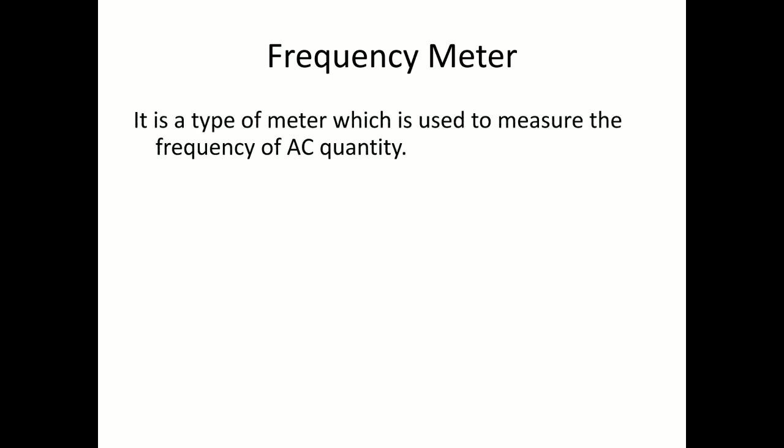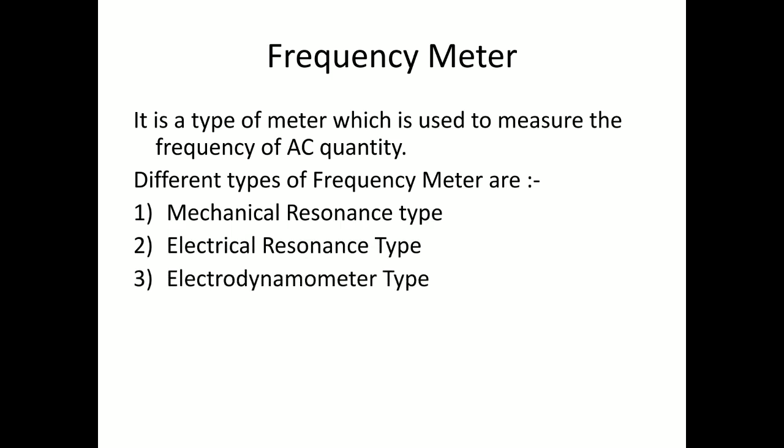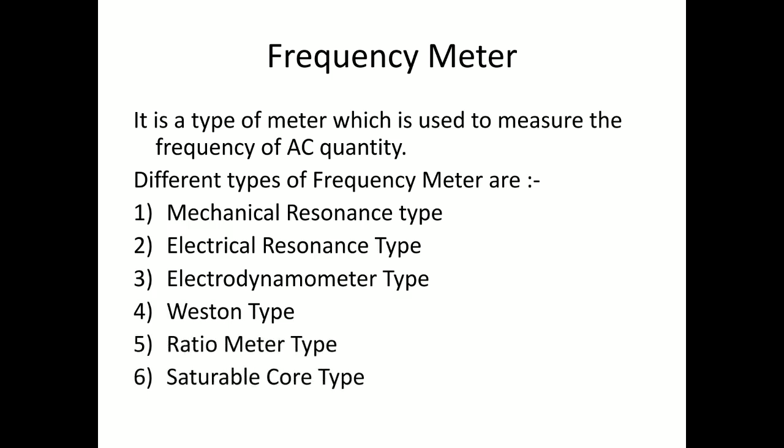Now the second topic which we are going to cover in this lecture is the concept of the frequency meter. It is a type of meter which is used to determine or measure the frequency of an AC quantity. Frequency meters are further classified into different types. First is the mechanical resonance type frequency meter. Second is the electrical resonance type frequency meter. Third is the electrodynamometer type frequency meter. Then the Weston type, ratio meter type, and saturable core type frequency meters.